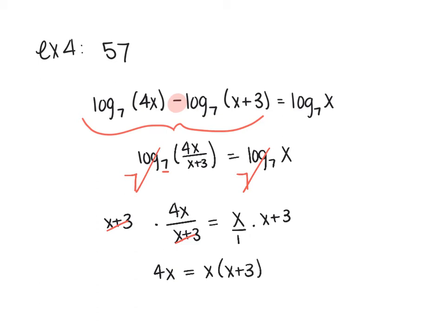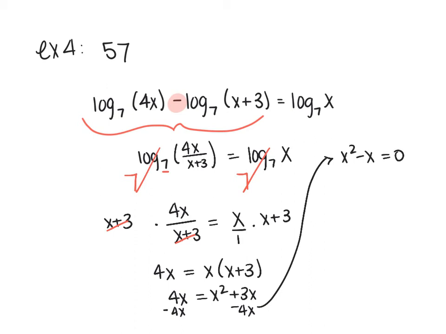Going to distribute the x, and then I need to get all the x's on one side. So I'm going to minus 4x, which will then give me x squared minus x equals 0. So I went ahead and flipped the order as well. Factor out an x, which will give me x equals 0 and x equals 1 coming from my x minus 1 solution.